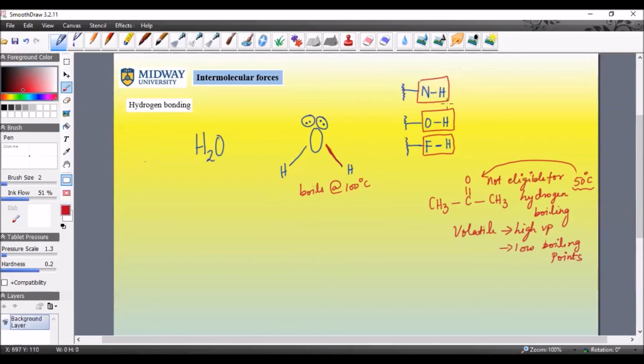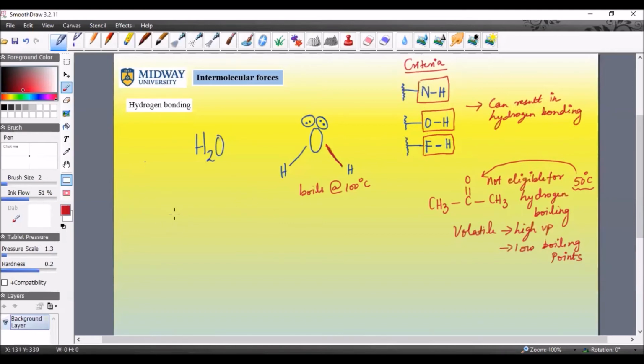So this is the criteria. What is the criteria again? The hydrogen must be attached directly to only these three elements. Only these three elements, when they are directly attached to hydrogen, can result in hydrogen bonding. Just because the compound contains oxygen or hydrogen somewhere in the molecule does not automatically lend itself to hydrogen bonding.